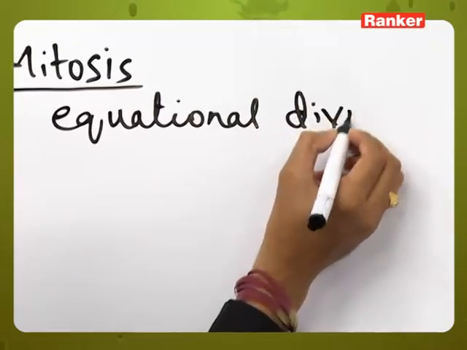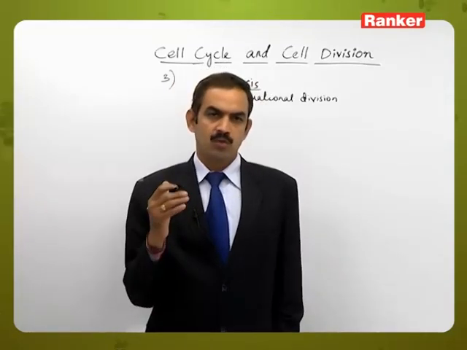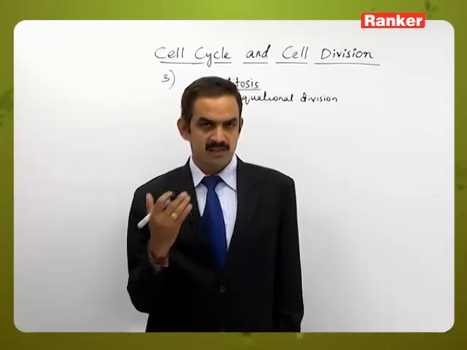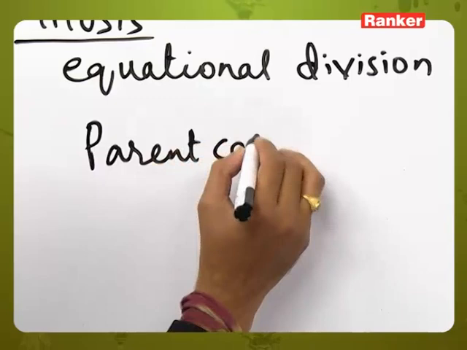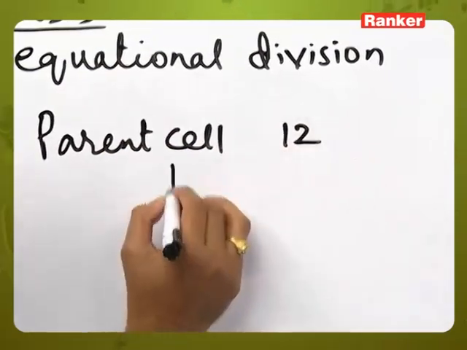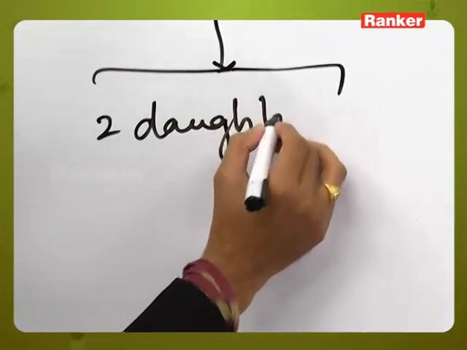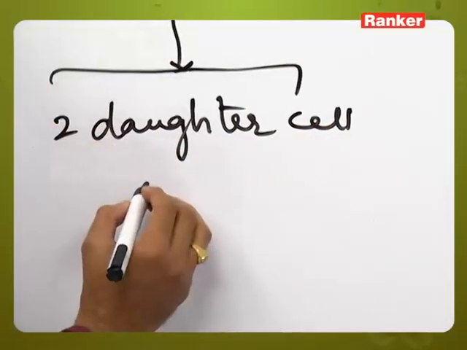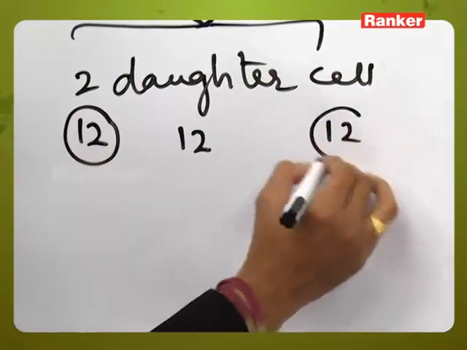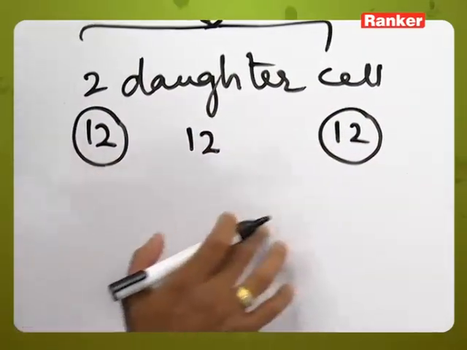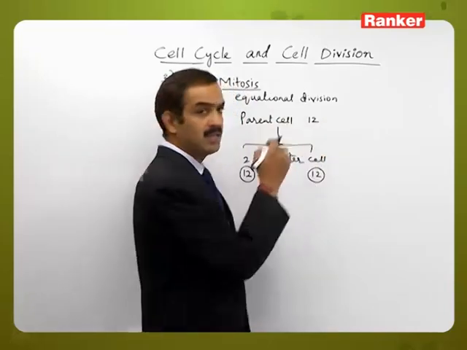Why it is called equational division is that there will be no change in the chromosome number from the parental cell to the daughter cells. For example, if a parent cell has chromosome number 12, when this parent cell divides, it will form 2 daughter cells, and each daughter cell will have chromosome number 12. This one daughter cell will have 12 chromosomes and the other will also have 12 chromosomes. That is, the chromosome number in both the daughter cells will be equal, and at the same time the chromosome number of each daughter cell is equal to the parental cell.